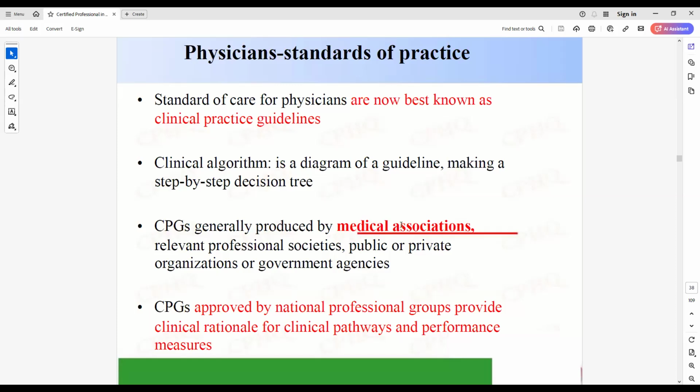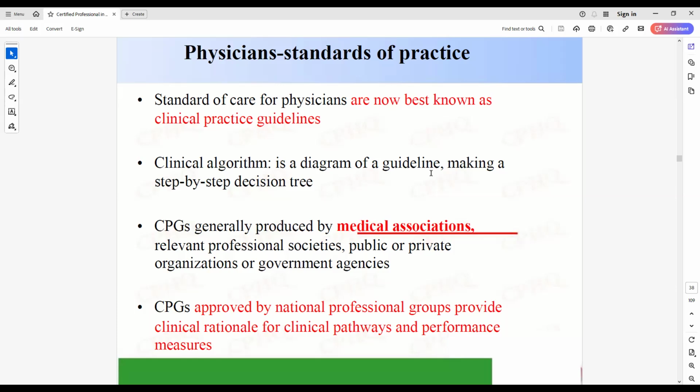In the physician standard of practice, they're now best known as the clinical practice guidelines. We talked about it. We have also what's called the clinical algorithm. What's the difference between clinical practice guidelines and clinical algorithms? Is it the same? The clinical algorithm is more like a clinical pathway, a diagrammatical representation. Exactly. Yeah. So the clinical algorithm is a diagram.